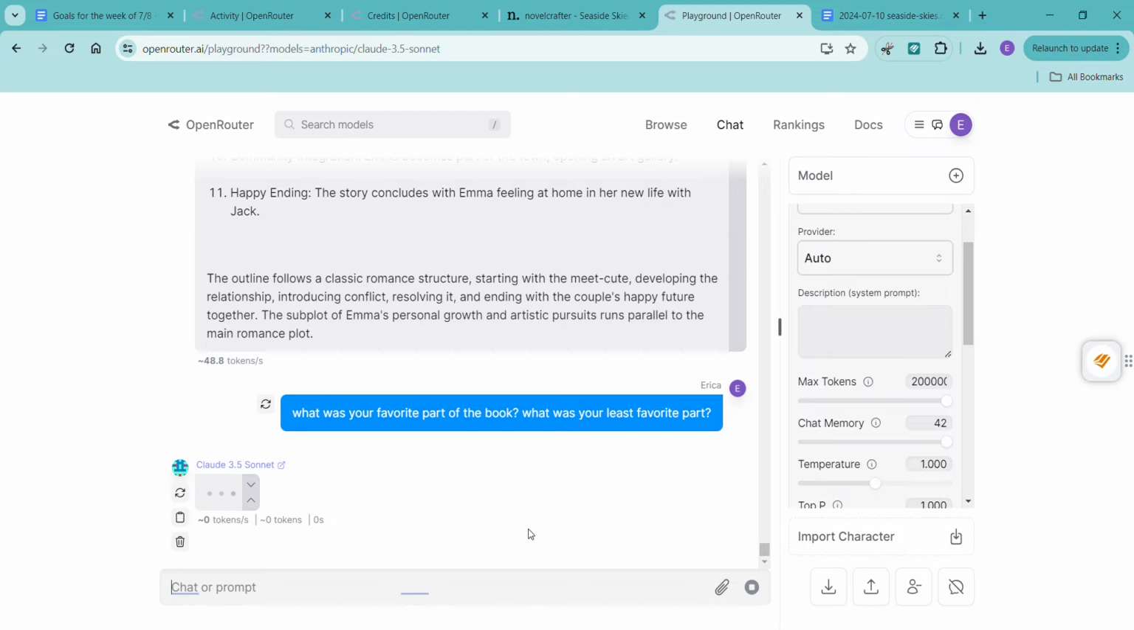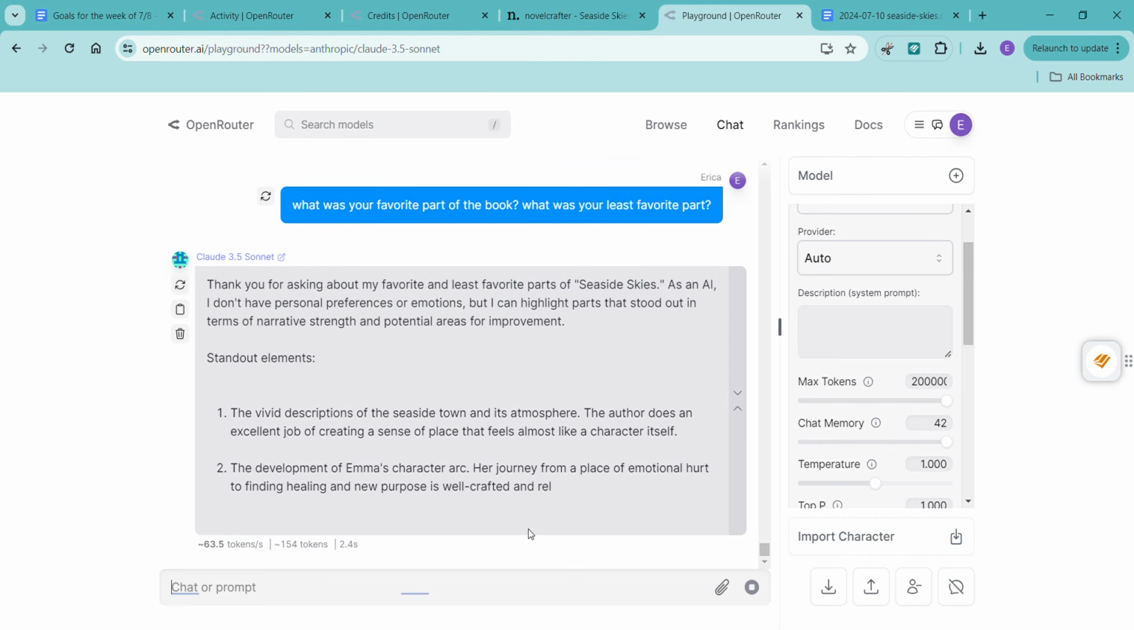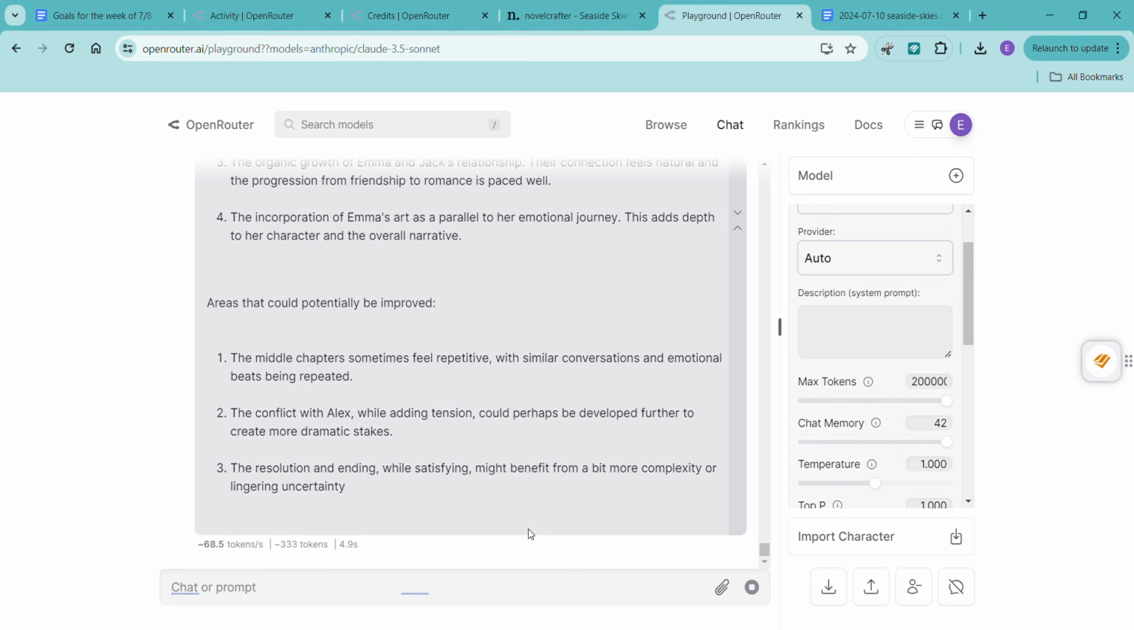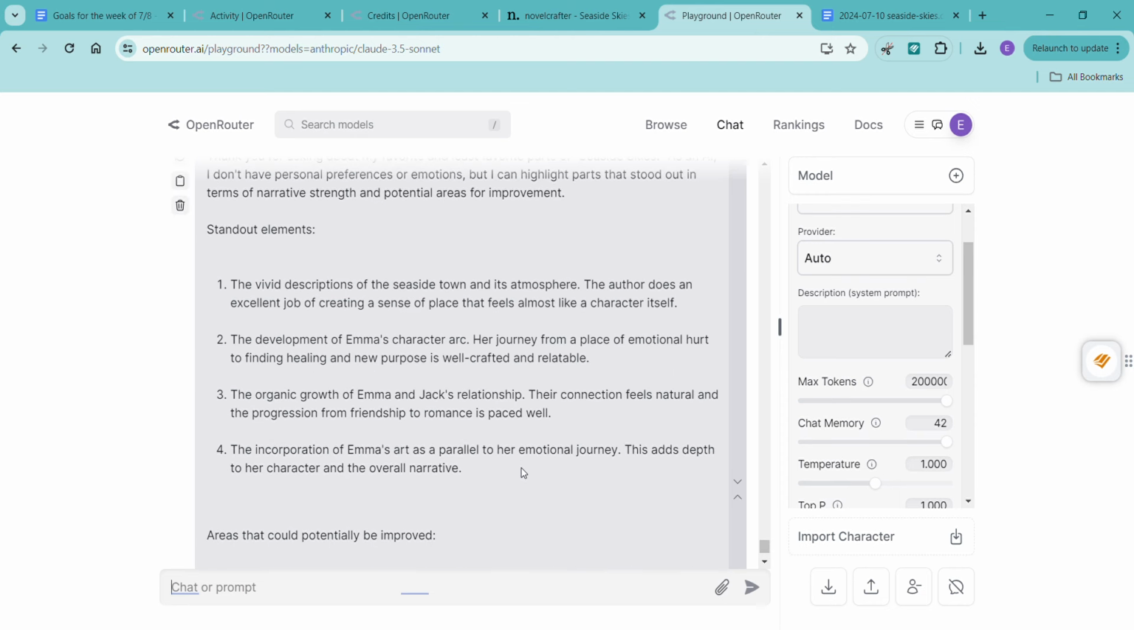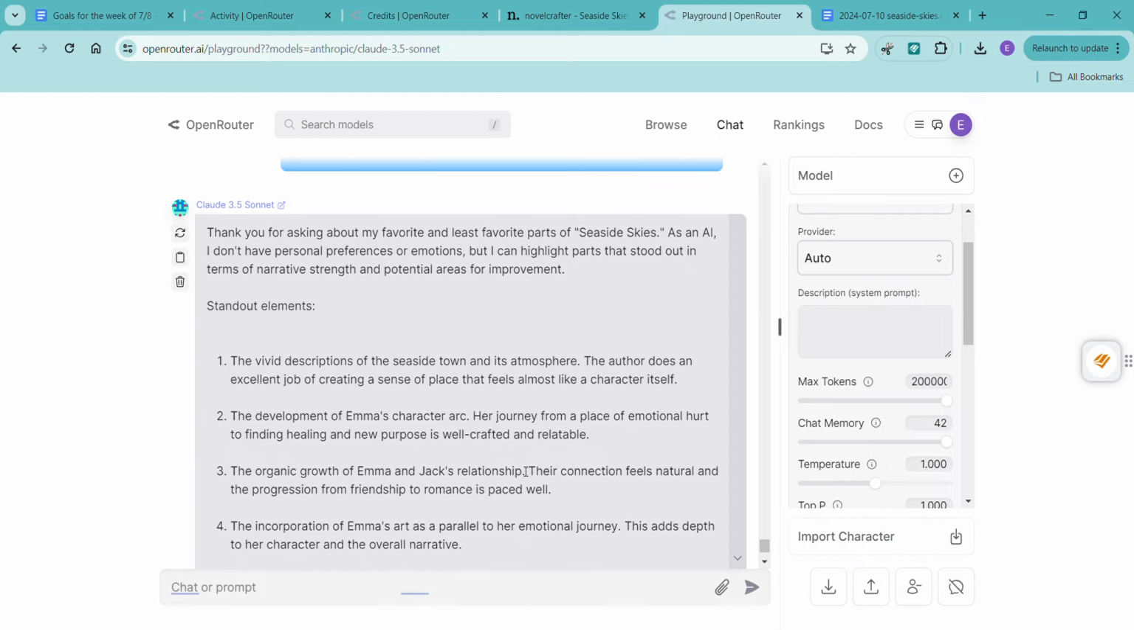So say you wrote your book in Word or Google Docs and you weren't using Novel Crafter. This is a really easy way to still get that feedback and not have it be something that you have to have a subscription for. You don't have to do the monthly Poe subscription. You don't have to do the monthly Novel Crafter subscription. You can very easily just put, I think it's $5 for the minimum on the OpenRouter, and then $5 will get you really far, which I'm going to show you.